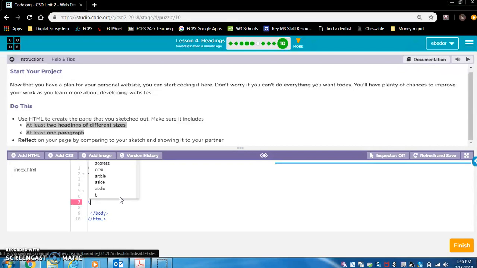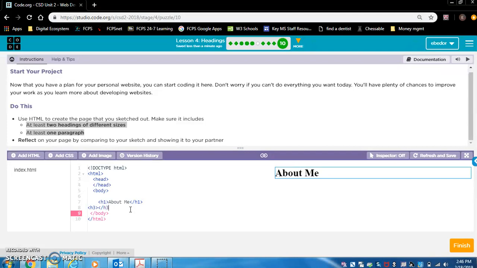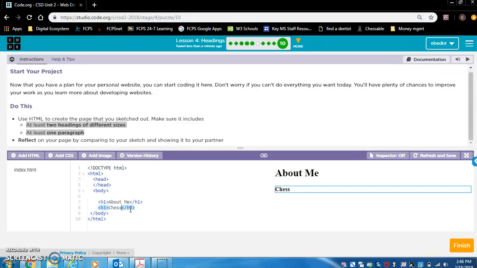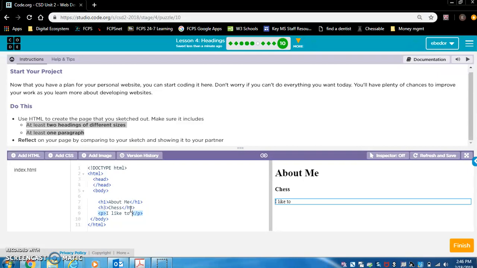So I am going to start with H1 tag. And in between those tags, I'm going to type about me. Beneath that, let's go with a H3 tag. And we'll say chess. And then in a paragraph tag, I like to play chess. Okay, as you see, I made at least two headings of different sizes, and I did at least one paragraph. So I'm done this exercise.